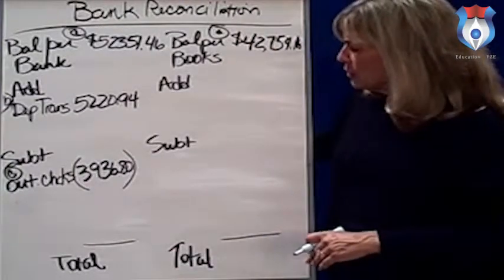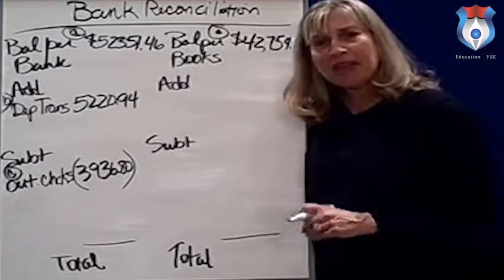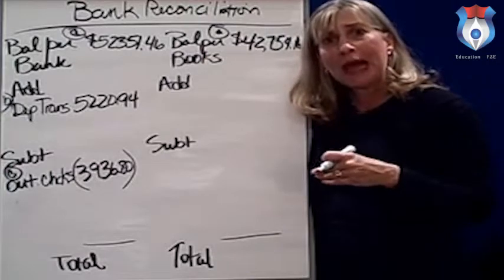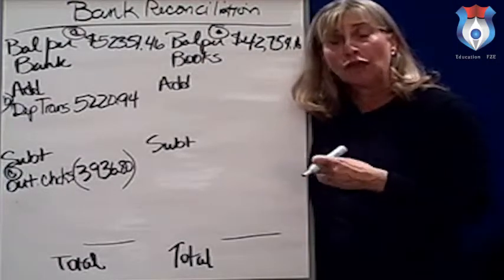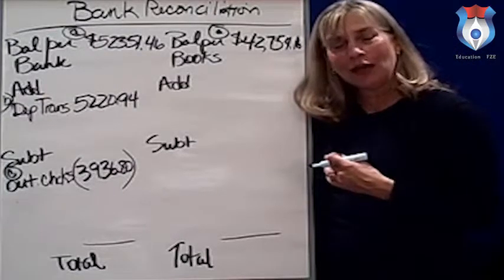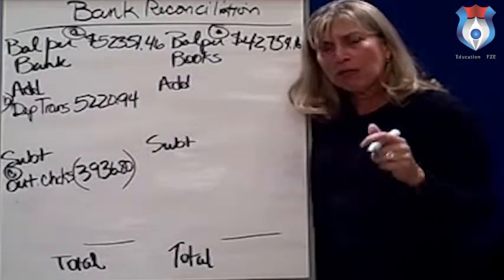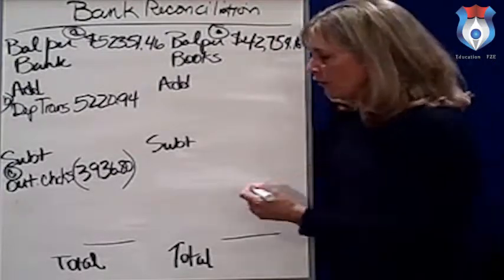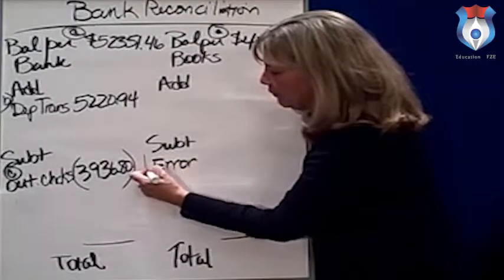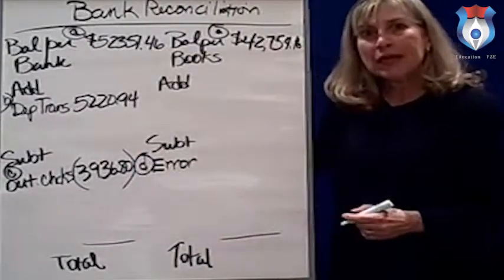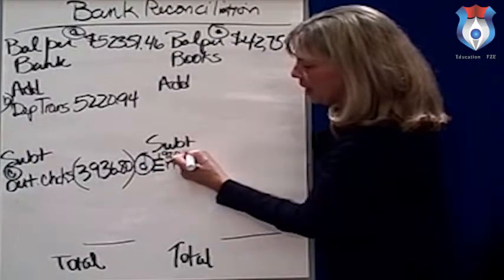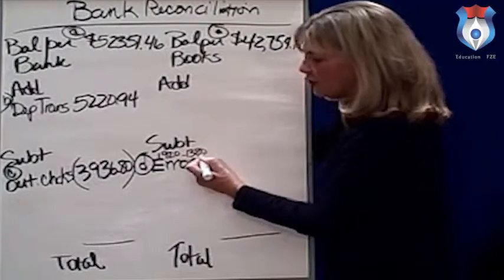Then in part D, it says we have an error. A check that we wrote, which cleared the bank at $1,920, we wrote in our checkbook as only being $1,380. So, well, first off, I made the mistake, so I have an error. And second, I'm going to have to subtract that error because remember, it cleared the bank at $19.20, but the check in the checkbook was $13.80.